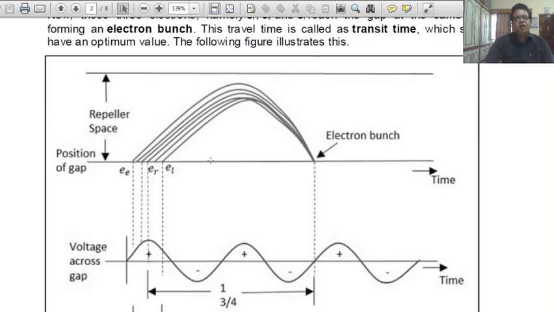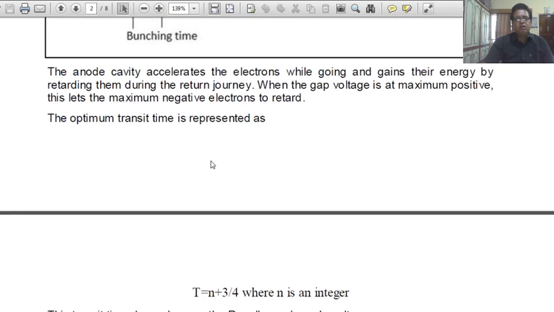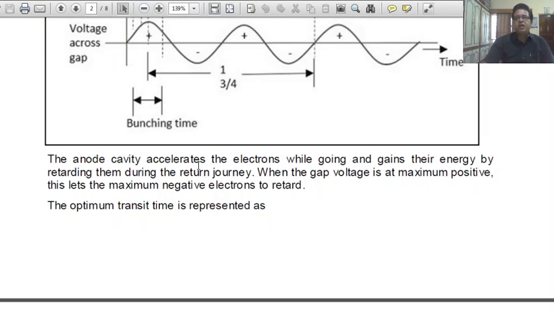This figure illustrates the whole process. The anode cavity accelerates the electrons while going and gains their energy by retarding them during the return journey. With the gap voltage at maximum positive, this lets the maximum negative electron retard.